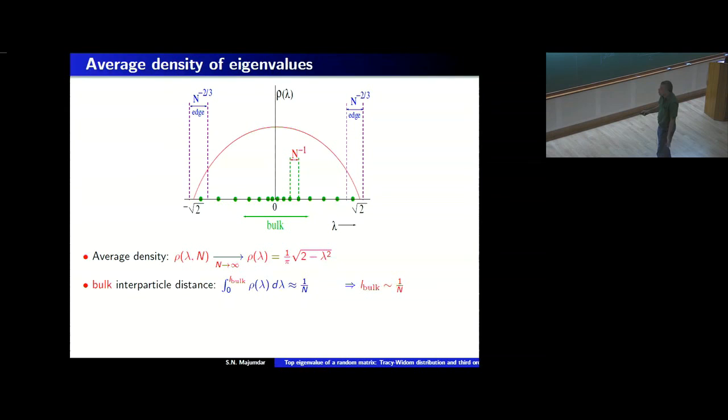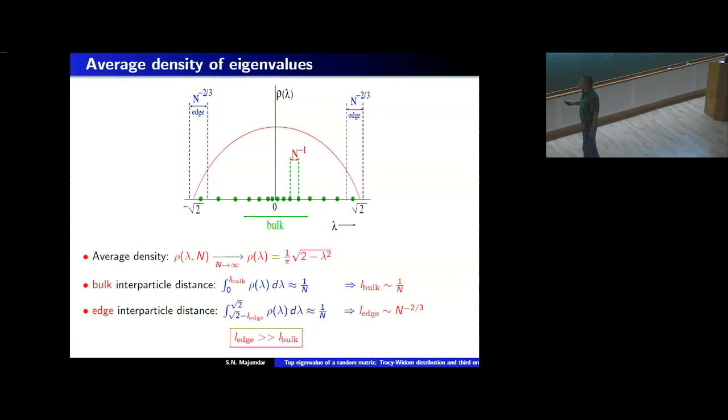But on the other hand, if you are near the edge, you do the same exercise. Substitute the Wigner semicircle and integrate from minus root 2 minus L edge up to root 2 and set it to be 1 over n. I just plug it in here and you can easily estimate. You find that the typical distance between particles near the edge is about n to the power minus 2/3. That means the distance between the particles is much larger near the edge than in the center, which is normal because the density is going down here. They're becoming sparser and sparser. So the main thing that we learned from this little exercise is that L edge is much bigger than L bulk, and that the typical scale of fluctuation near the edge is n to the power minus 2/3.